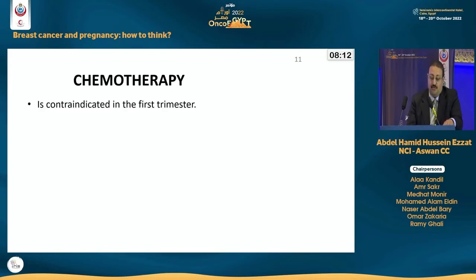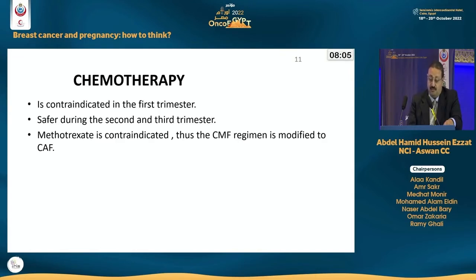Concerning chemotherapy, it is contraindicated in the first trimester and is safer during the second and third trimester. For example, among chemotherapy regimens, methotrexate is contraindicated. So if you use a regimen containing CMF, we have to replace the methotrexate with adriamycin. It should be discontinued 3 weeks prior to labor, to give time for the myelosuppression occurring after chemotherapy to resolve for both the mother and the fetus.